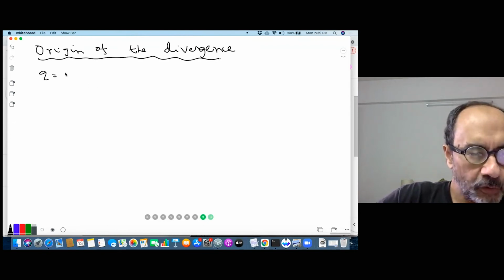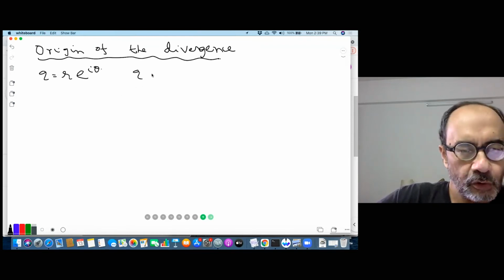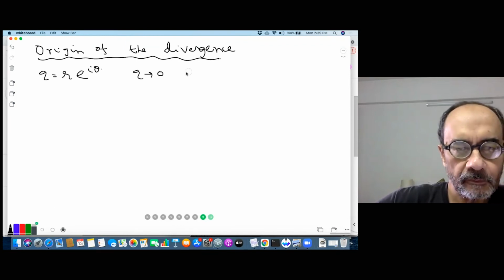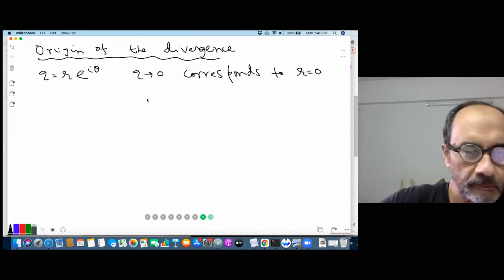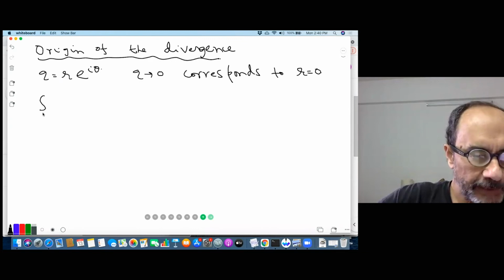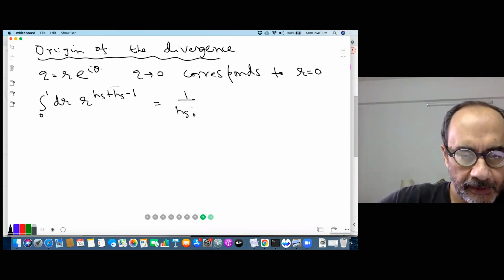So we have q equal to r e to the i theta. And q going to 0 corresponds to r equal to 0. So we have an integral of the form integral 0 to 1 dr r to the power hs plus hs bar minus 1. And this we wrote as 1 over hs plus hs bar.